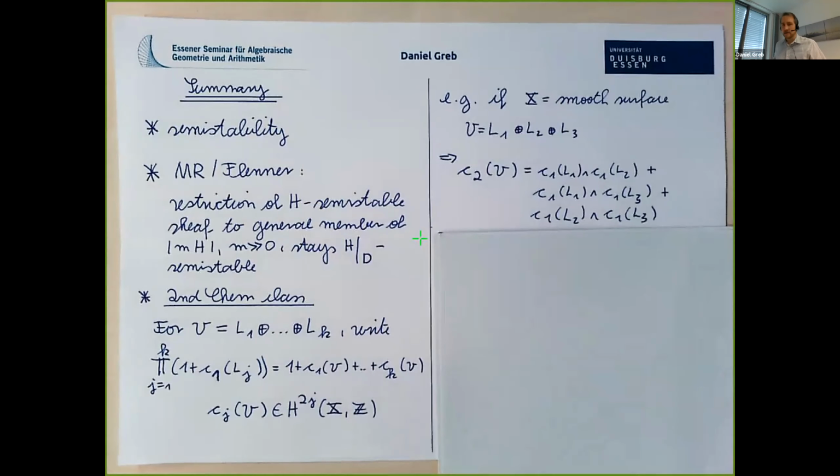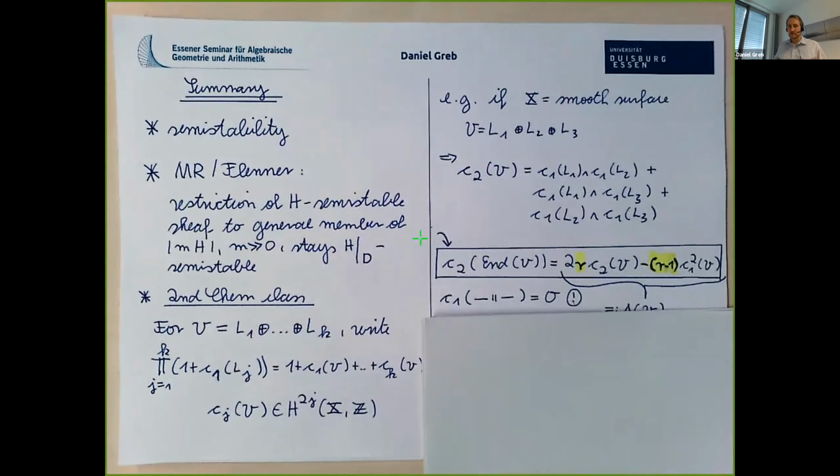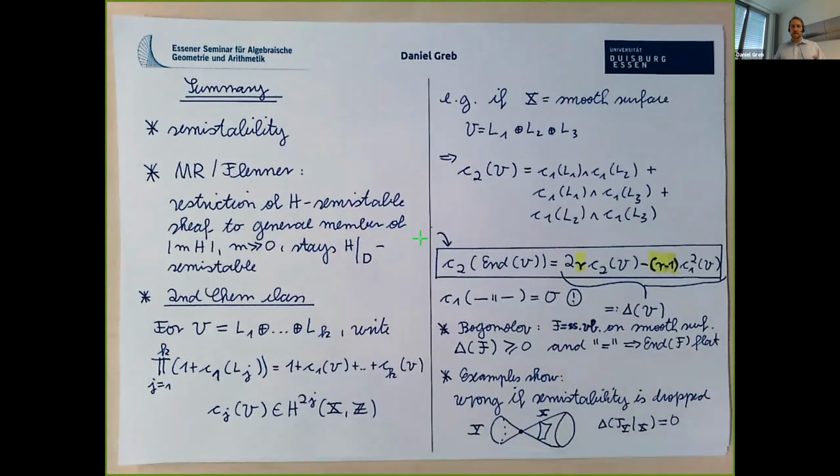And then, as I said, you can boost this to vector bundles which are not direct sums by the splitting principle, and then you get the definition. But just to get an idea, I did this example here. Okay, why did I introduce this? Mainly to have this notion of a discriminant delta, which is in fact the C2 of the endomorphism bundle of such a vector bundle.